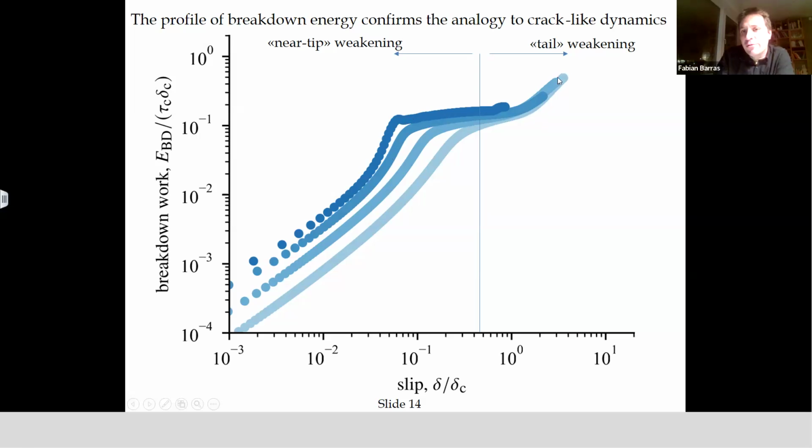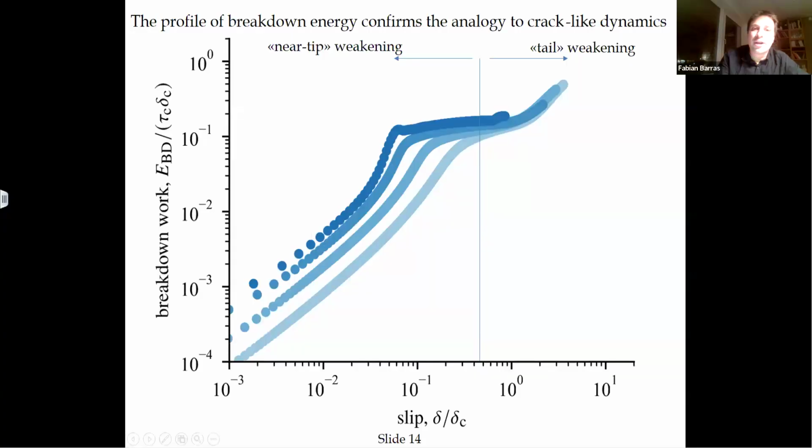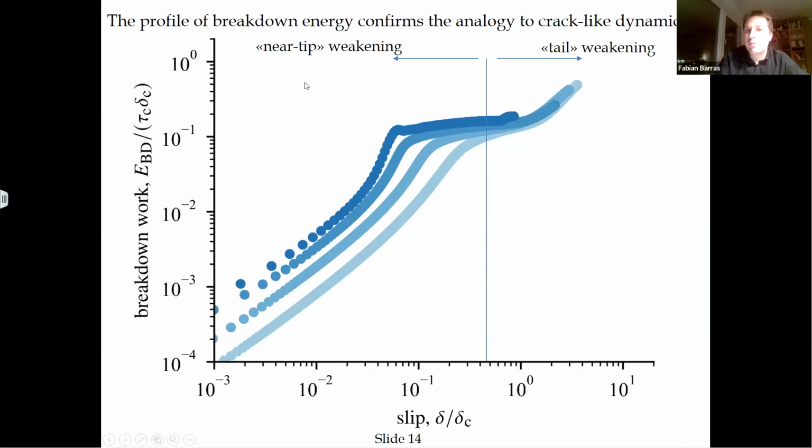And what is a bit new or different from the case with rate and state is that here we can see a second weakening mechanism that kicks in for large amounts of slip. But we still have decades of slip between this first mechanism and the onset of the second one. So these are two mechanisms that are split temporally and spatially along the fault. We can call that a near-tip weakening mechanism, which will be strain localization, and a tail weakening mechanism, in this case, which will be further pressurization and heating of the gouge.